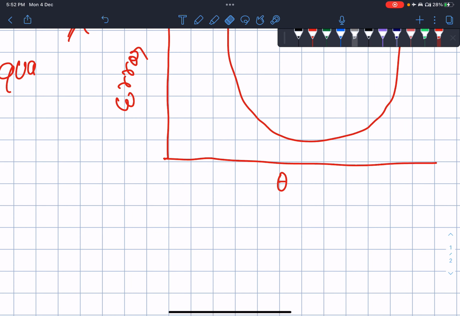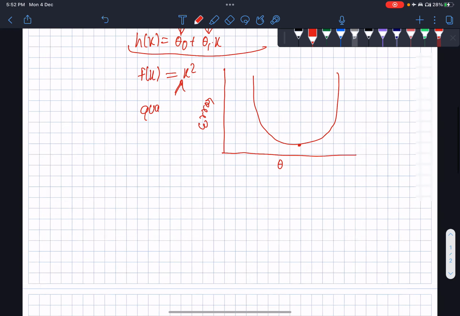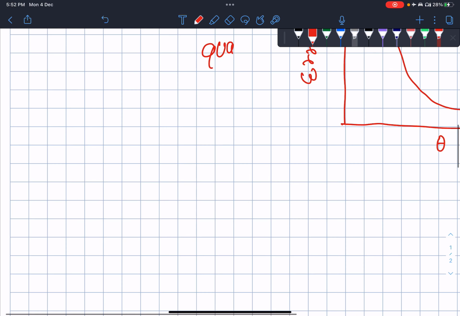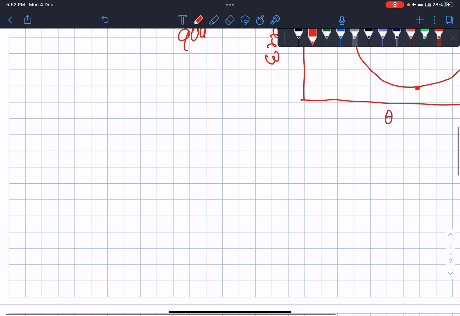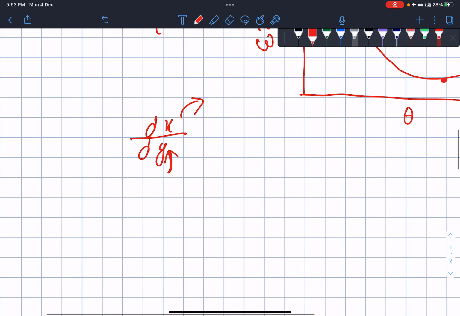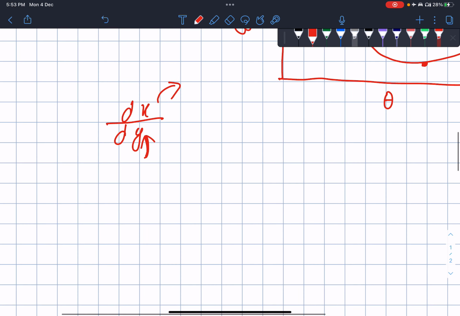Okay, we got this. So what we do is we use calculus, and we update it. Let's suppose in calculus we take d of x or d of y: how much x changes when y changes. This is what we're going to apply.